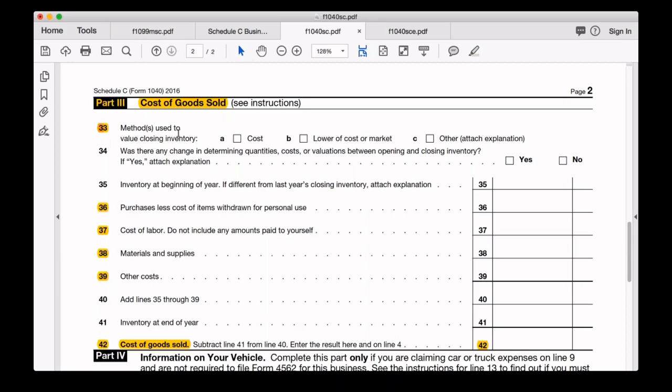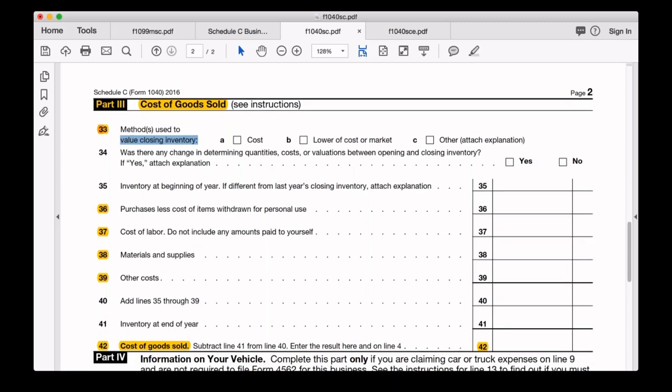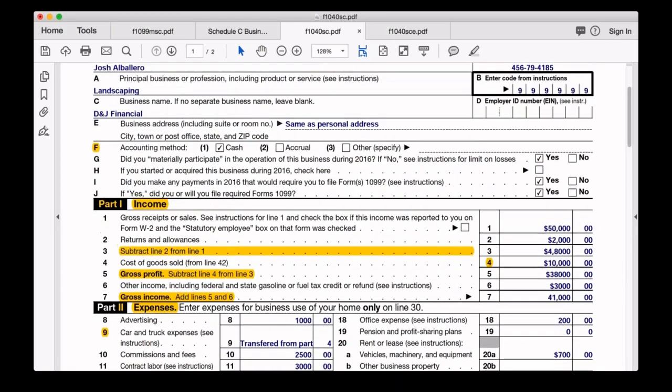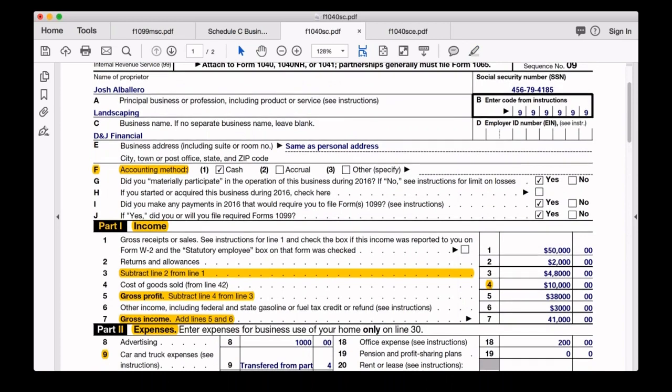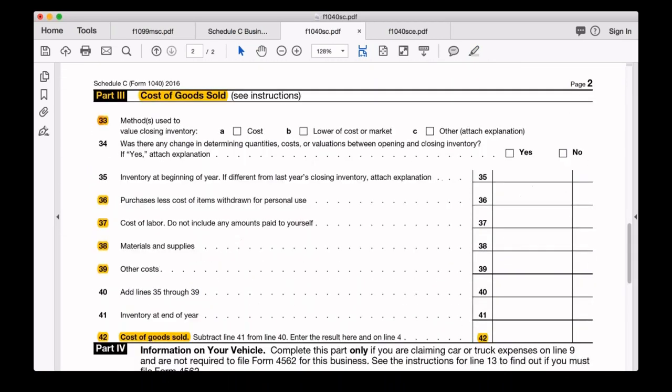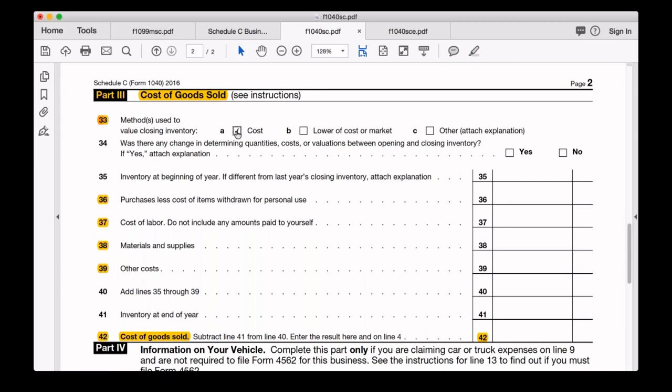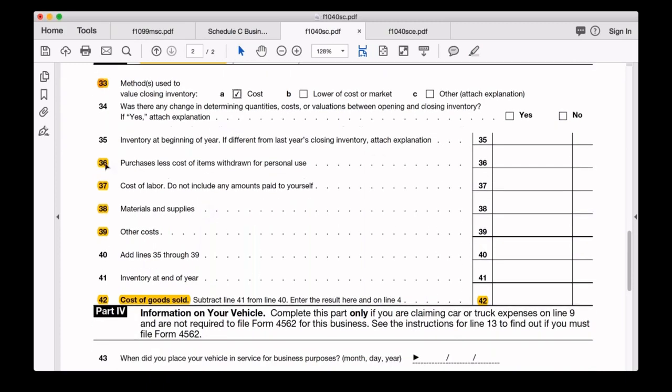So here we go. We have the value of the inventory. If you are running cash, remember at the beginning of the form we said that our accounting method is cash, right? Accounting method cash. That means that my inventory value is always going to be at cost. Always, if it's cash, it's always going to be at cost.